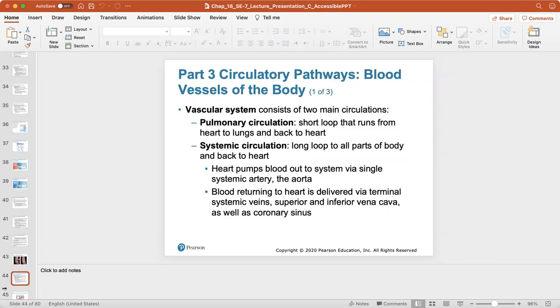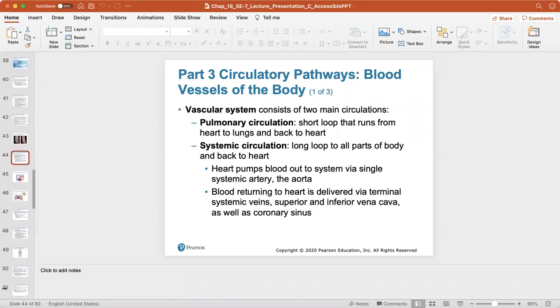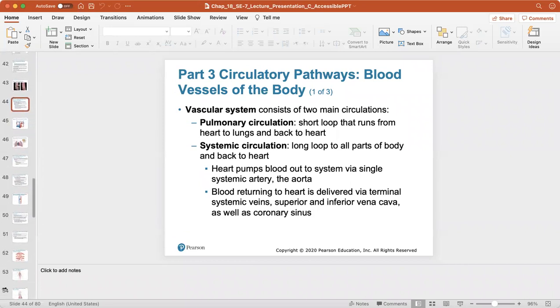by the swollen foot. The vascular system then consists of 2 main circulations: pulmonary circulation and systemic circulation. Pulmonary is the loop that goes to the lungs and back to the heart, and systemic circulation is the much longer loop that goes to all parts of the body and back to the heart. The heart pumps blood out to the system via a single systemic artery, the aorta, and the blood returning to the heart is delivered via terminal systemic veins, the superior and inferior vena cava, as well as the coronary sinus.